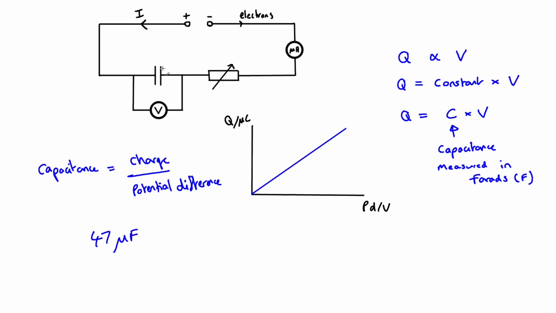It is important though, when we talk about it storing a charge of 47 microcoulombs, don't forget what that means is one plate is going to get a charge of minus 47 microcoulombs, the other plate will get a charge of plus 47 microcoulombs. That's what we mean when it's stored a charge of 47 microcoulombs. One plate has got a negative charge of that size, and the other plate a positive charge.